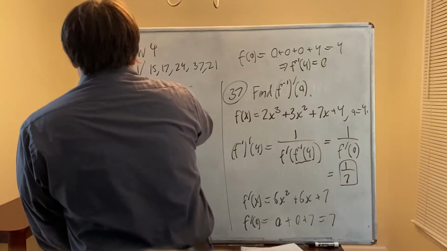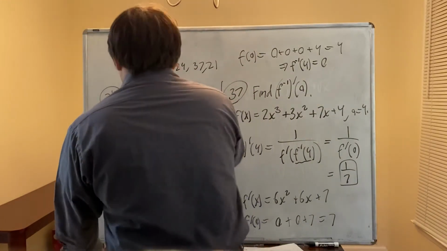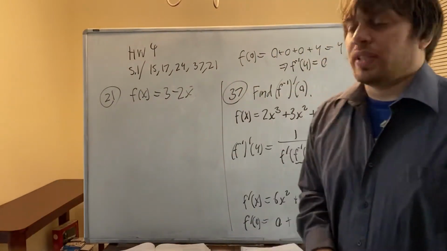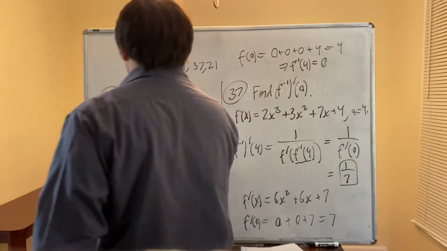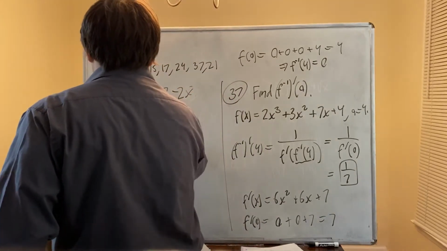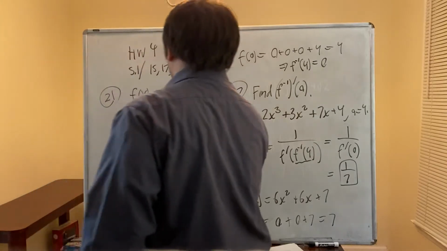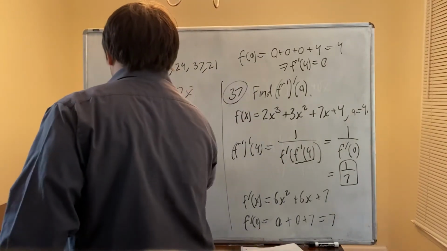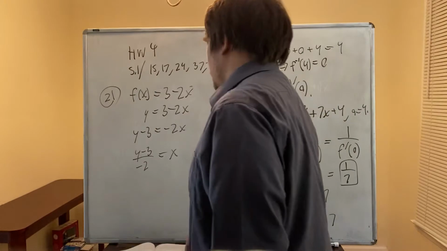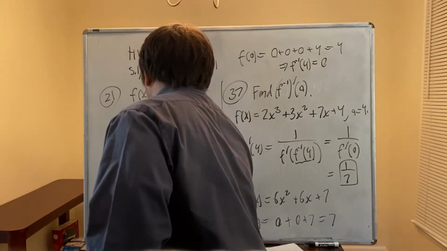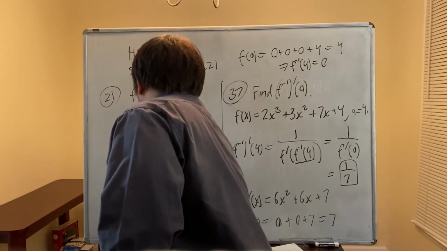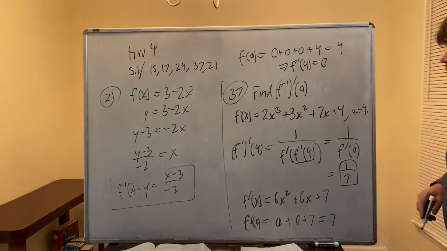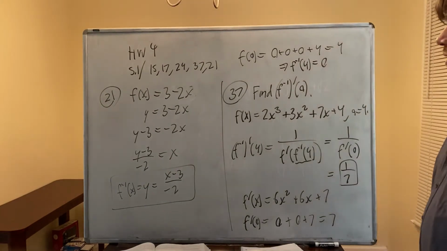The function is f of x equals 3 minus 2x, so we're going to find the inverse. All right, so y equals 3 minus 2x, solve for x. And so you have y minus 3 is equal to negative 2x. Divide both sides by negative 2. Y minus 3 over negative 2 is equal to x. Switch x and y. Y is equal to x minus 3 over negative 2. That's f inverse of x. Okay, so f inverse of x is y equals x minus 3 over negative 2. Okay, and that's it.